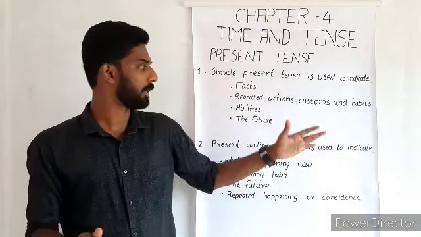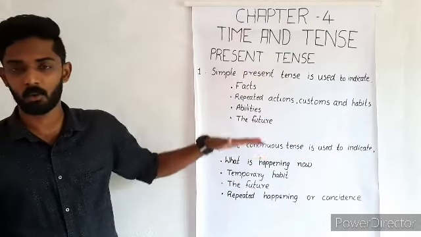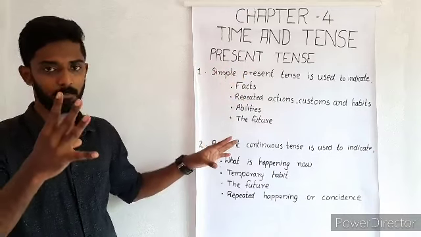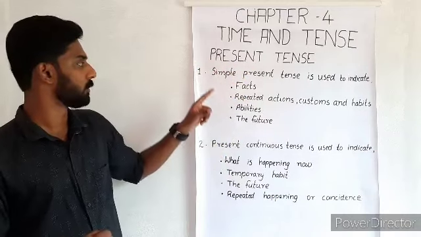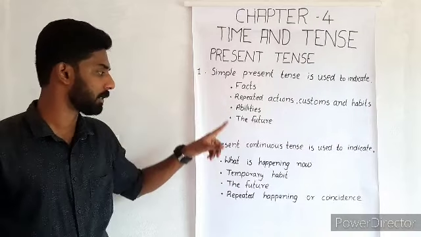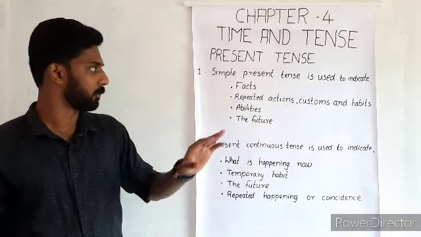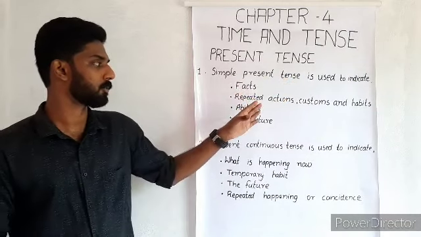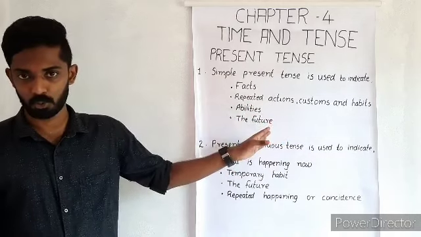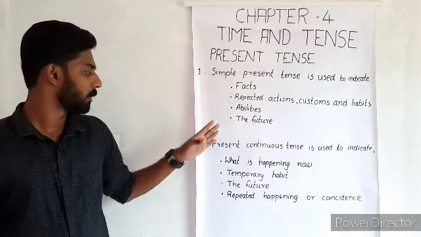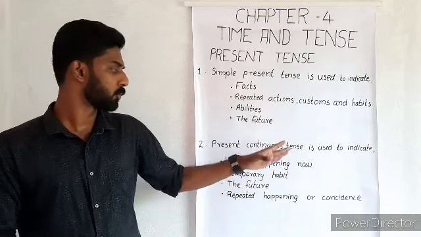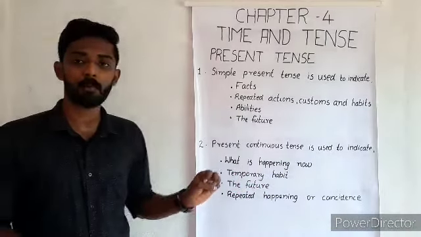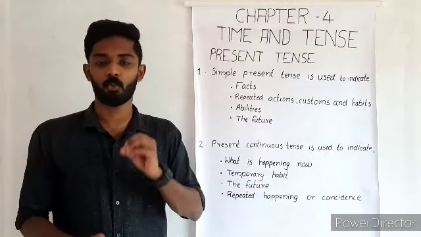So we will end the session by revising all these things once again. That is, we spoke about present tense, and there are 4 subdivisions in present tense. So we have learned about simple present and present continuous tense in this class. So the simple present tense is used to indicate facts, repeated actions, customs, habits, abilities, and future actions. And the present continuous tense is used to indicate what is happening now, temporary habits, the future, and the repeated happening or coincidence things which happen.